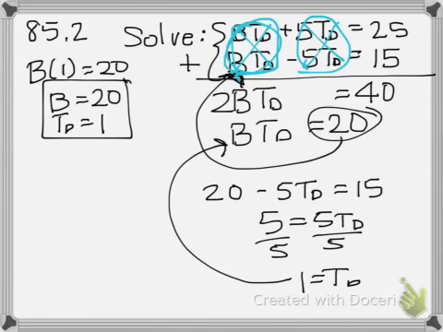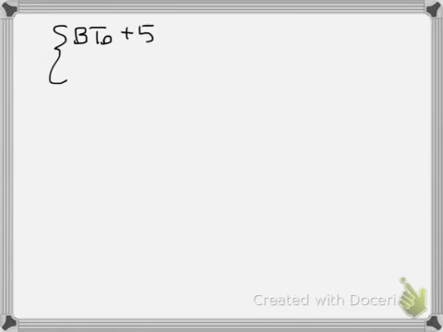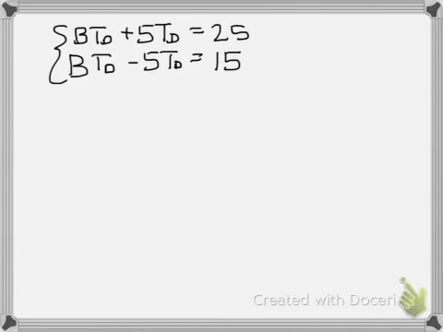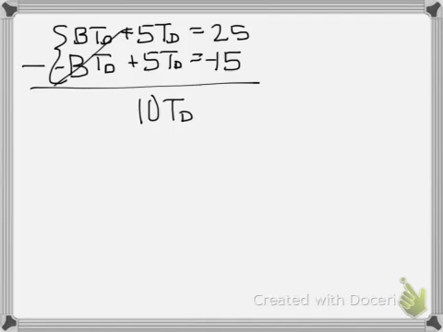Okay, so now we're going to try it the other way. And the other way is we are going to cancel out the b times t sub d. So instead of adding, we're going to subtract. So subtract, we're going to distribute that negative sign throughout. So those b times t sub d's cancel. We get 10 t sub d equals 10. So t sub d equals 1.